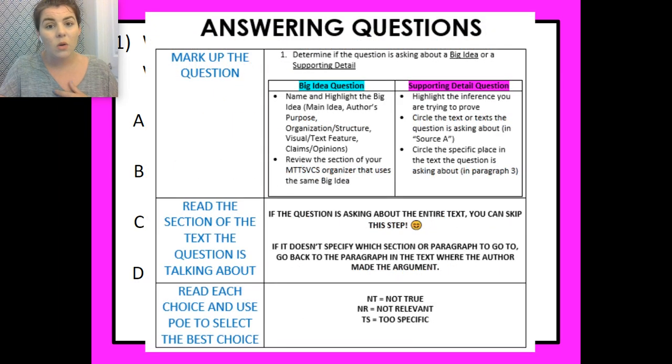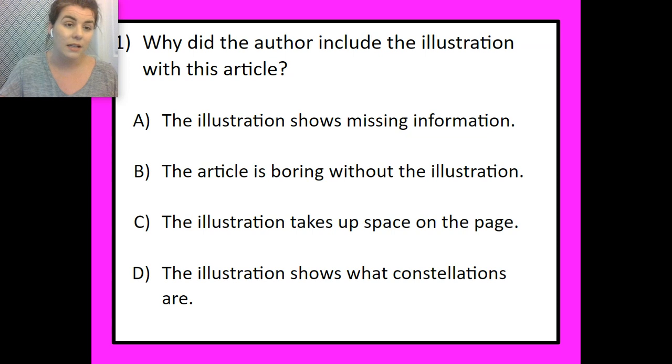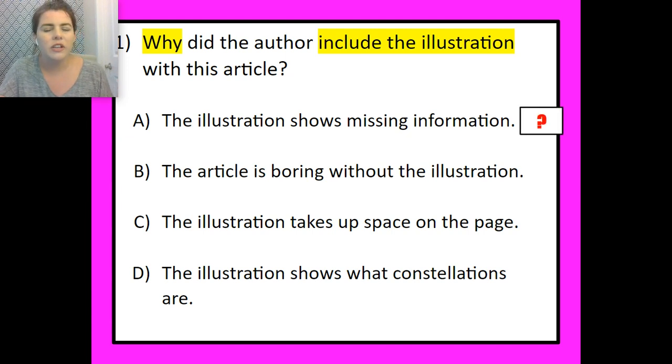When we look at a big idea question, we know that we go back into the section of the text that it's asking us about, or we can also go back and look at our graphic organizer. In our graphic organizer in the visuals, we said that this was a picture of a constellation. But why did the author include this in the article? We have to think about why they did. The illustration shows missing information. Maybe it's talking a little bit about some constellations. It's showing us some images. I don't know. That might be it.